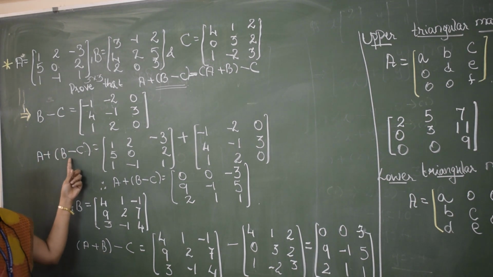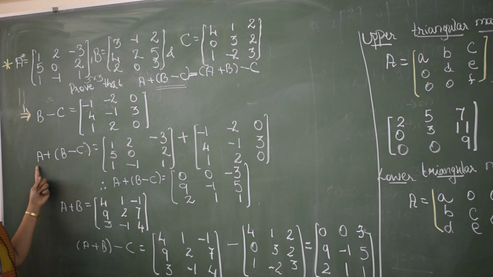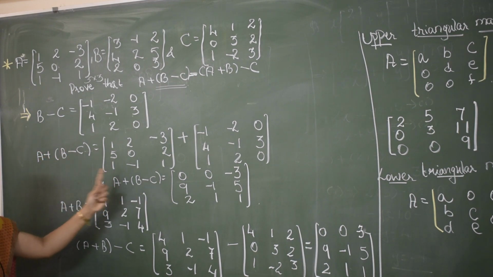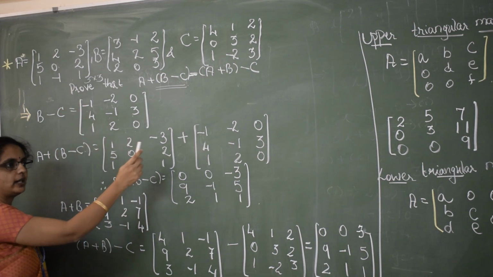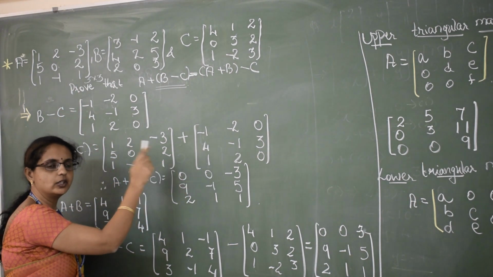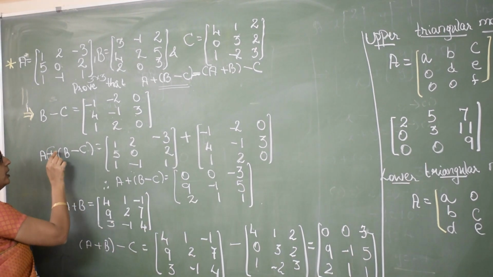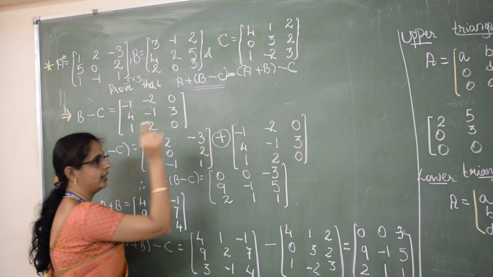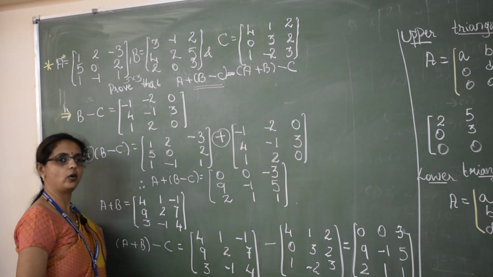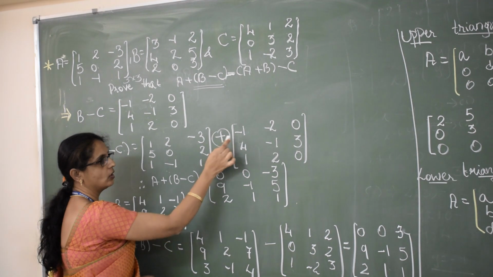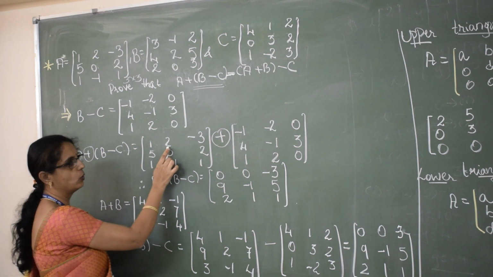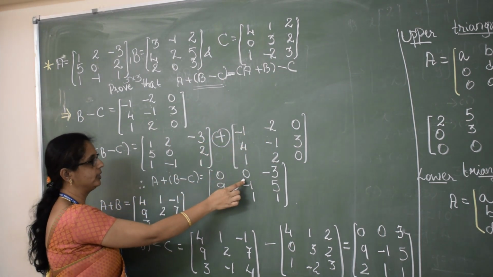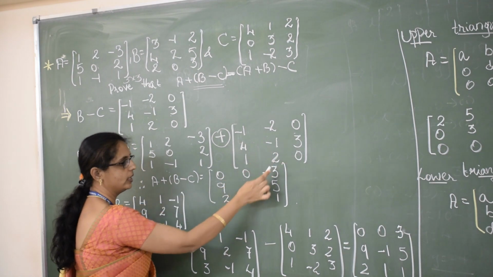Keeping this B minus C, I will take the complete LHS. What is that complete LHS? A plus (B minus C). Substitute the respective values, right? A I have written from the given question, B minus C we have just calculated, and which is the operator in between? The operator is nothing but plus. Plus implies we are going to add the corresponding elements. 1 plus minus 1 is 0, 2 minus 2 is once again 0, right? Minus 3 plus 0 is minus 3.